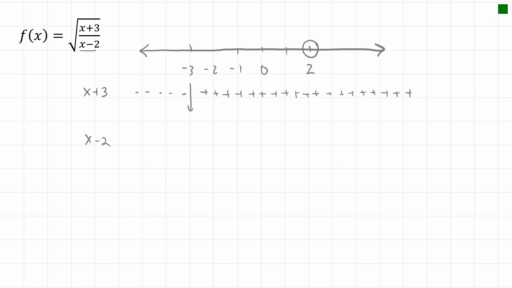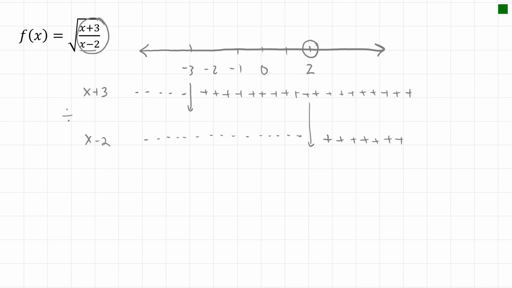Then I do the same thing for the denominator. X minus 2 also switches signs at x equals 2. So here's where the sign changes for that binomial. It's going to be positive on this side of 2 and negative on this side of 2. And I am dividing these, so these are divided by each other.